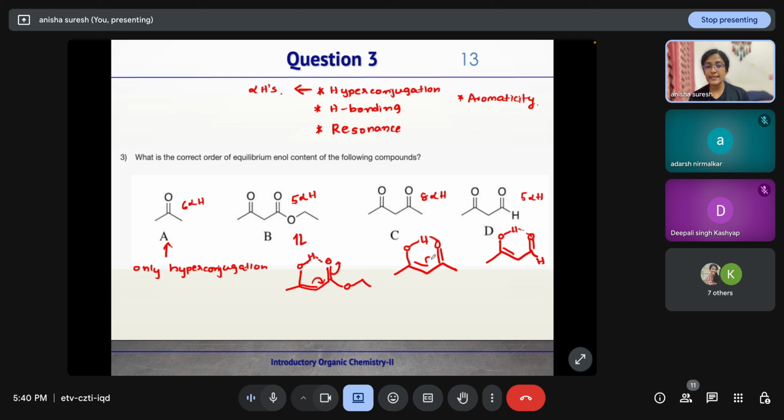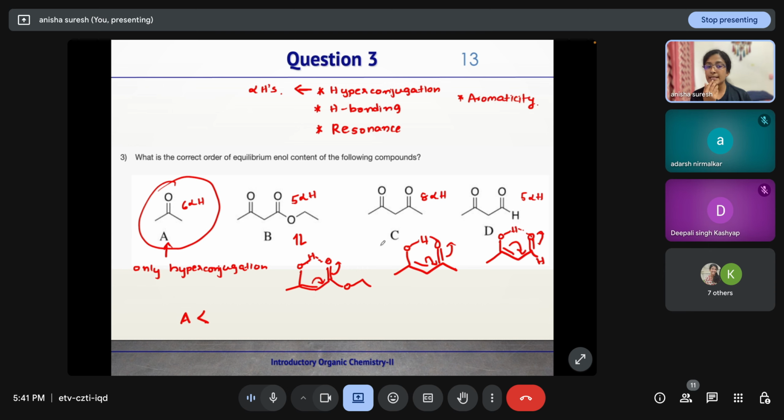So in all these cases, hyperconjugation is coming, hydrogen bonding is coming, as well as resonance is coming in case of B, C, and D. In case of A, only hyperconjugation effect is possible. So the least equilibrium enol content will be coming for A. Okay, A will be the least.